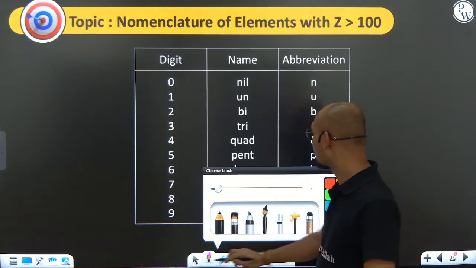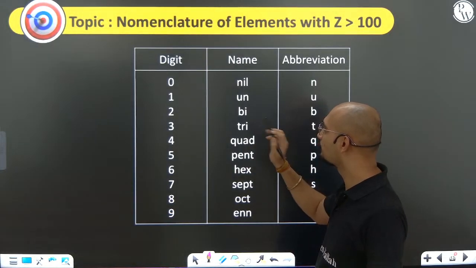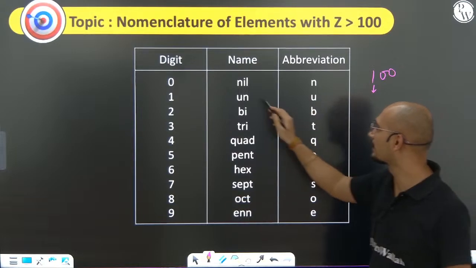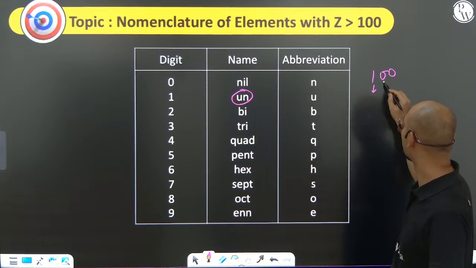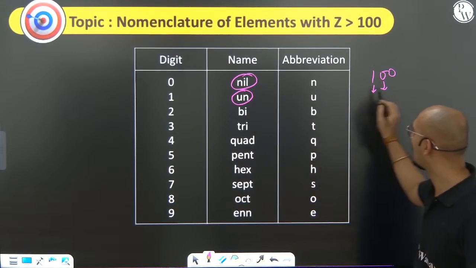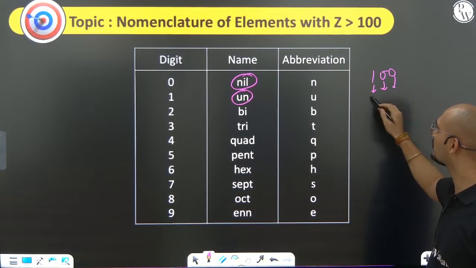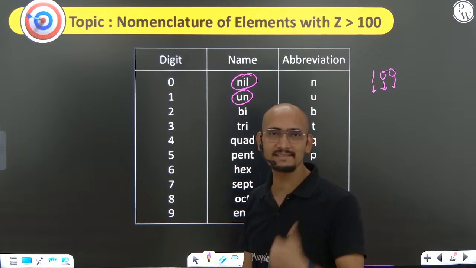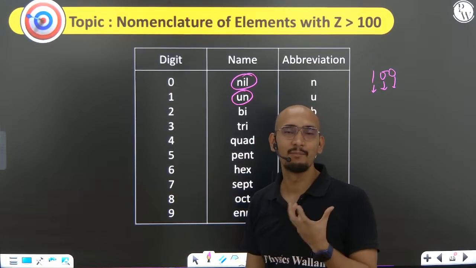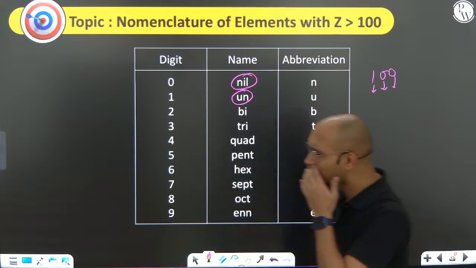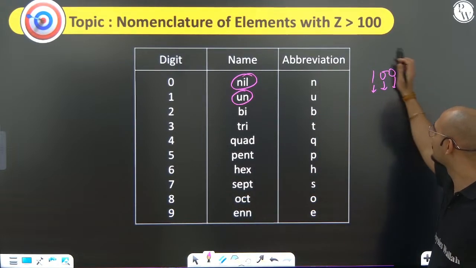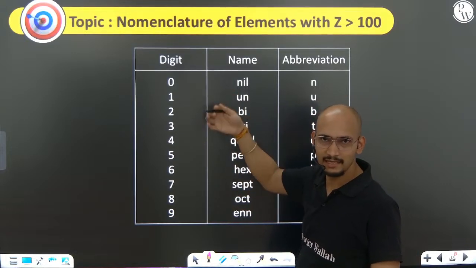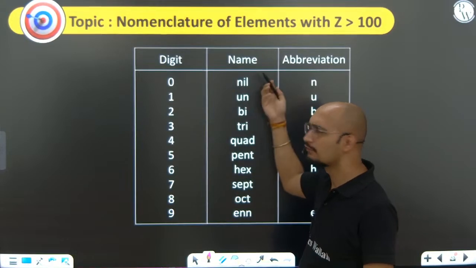Next, what are these names given? You have to just follow. Let's say there is 1 0 0. So 1 is for un. Can you see un? Then 0 is for nil. So you'll say un nil. One more 0 means un nil nil. At last you have to just add ium, for the positive character. So we can directly say unnilnilium. So what will be the element? Unnilnilium. So 1 0 0, right?